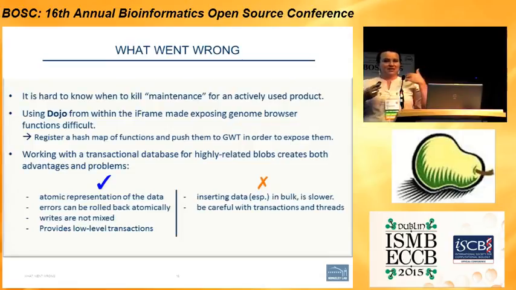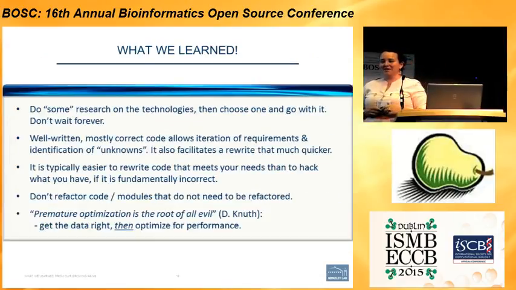Dojo gave us some interesting headaches, basically because it's very difficult to use it from the iframe to make all of the genome browsing functions available. And so what we did is we had to register a hash map of functions and push them all through GWT in order to be able to expose them. That took some going around, but we managed. And also, instead of working with the difficulties of the transactional database that we had before, we now have a relational database, and that's making a lot of people very happy.